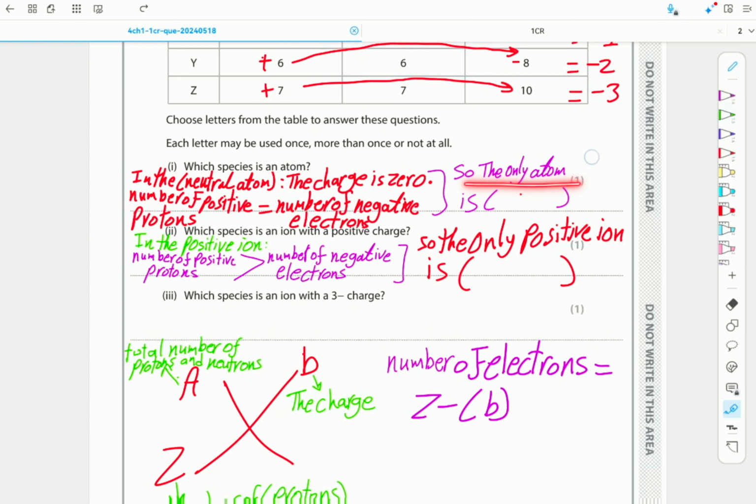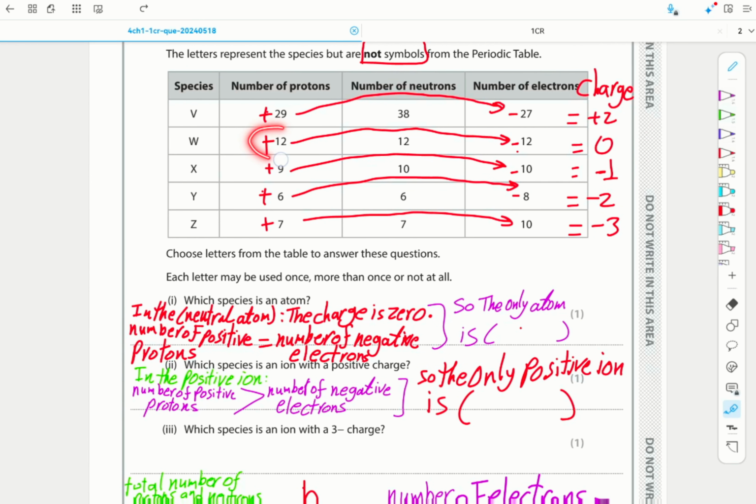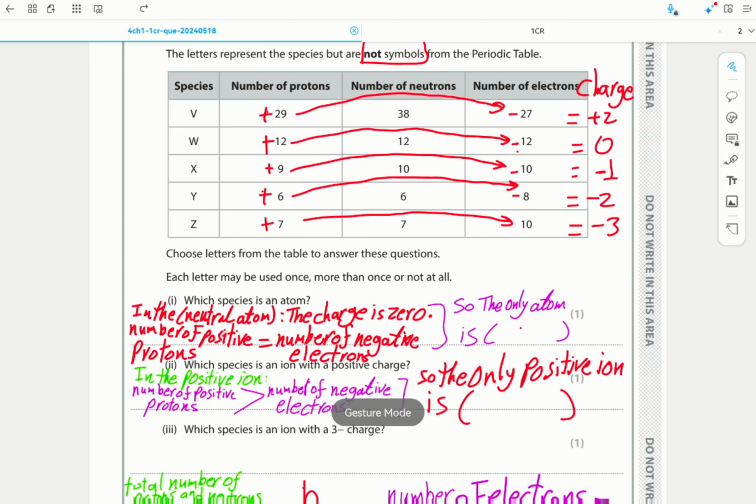So the only atom here, my friends, is the one that has the same number of protons and electrons, which is W. So, as you see here, the answer to the first question is W.